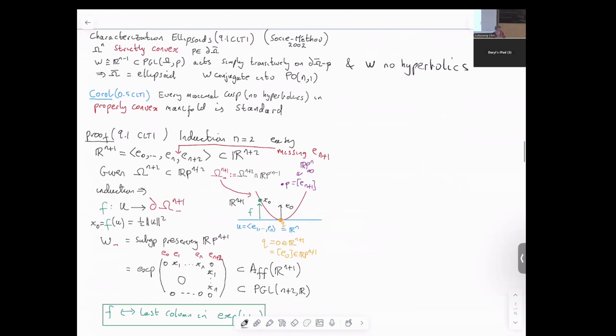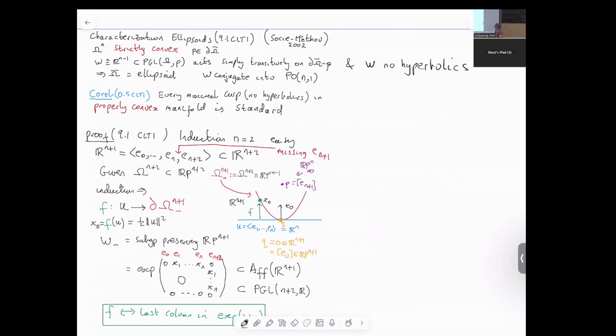Okay, so I want to sketch a proof of the theorem that maximal cusps in properly convex manifolds are standard. And this uses a characterization of ellipsoids due to Saucy-Mettu.